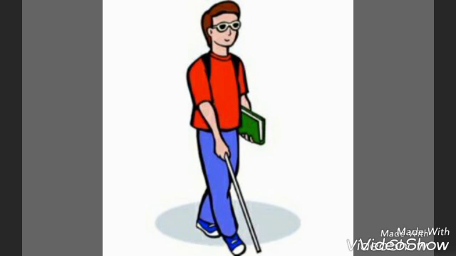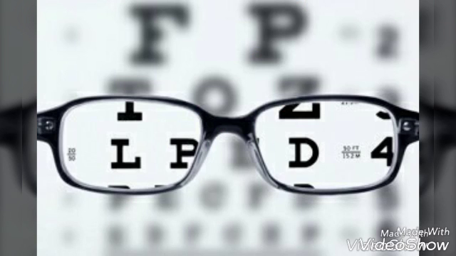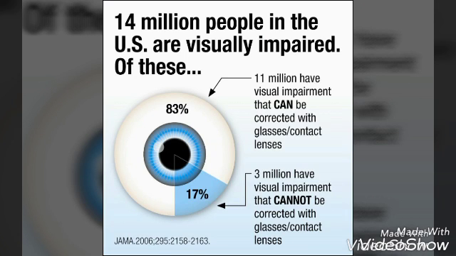Category 9 is visual impairments. This includes students that have low vision or blindness. However, there are some visual impairments that can be corrected with glasses or contact lenses. According to the CDC, a visually impaired person's eyesight cannot be corrected to a normal level. It may also be said that it is functional limitation of the eye or eyes or the vision system. In 2006, 11 million people that had visual impairments could be fixed, and 17% could not.